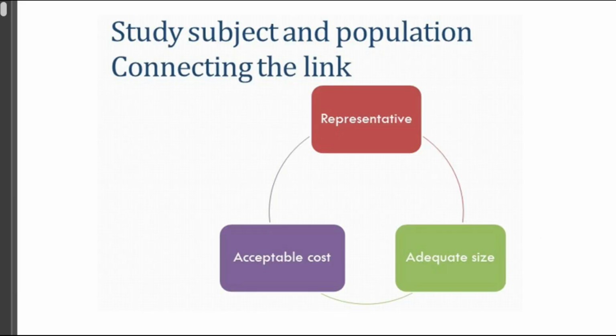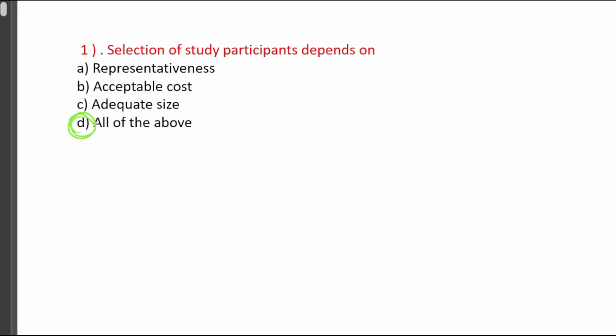See this chart. The study subject and population connecting the link. It is representative, first, second is acceptable cost, third thing is adequate size. And in our question, they have spoken regarding the representativeness, acceptable cost, and also the size. So we have taken the answer as option number D, that is all of the above. Okay. So all these three things, they are for the study participants.